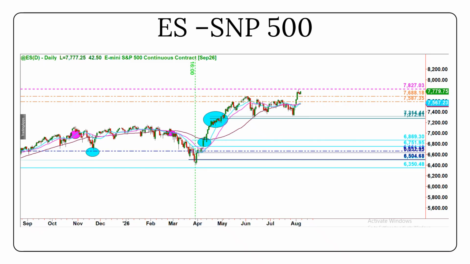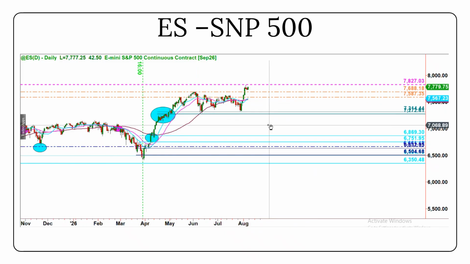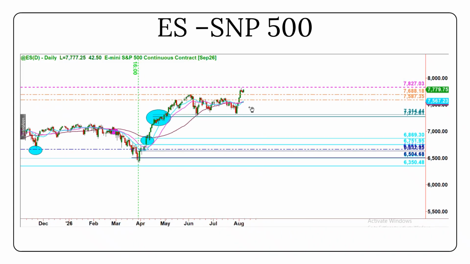We now come to the best performing index of last week, and it is ES, the S&P 500 based ETF, and we're looking at the daily chart. ES printed some very good candles on Monday and Tuesday of last week, and finally on Wednesday it touched its all-time high at 7827.03, while printing its explosive rally candles on Monday and Tuesday.